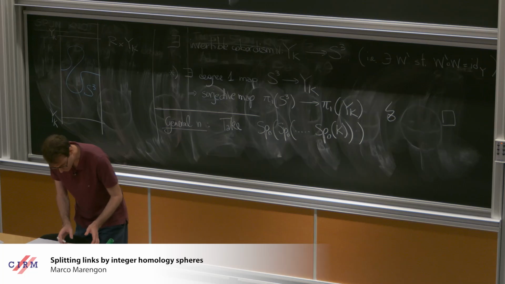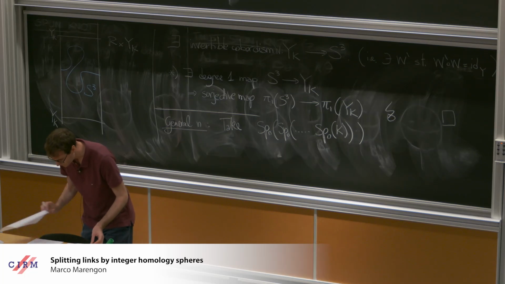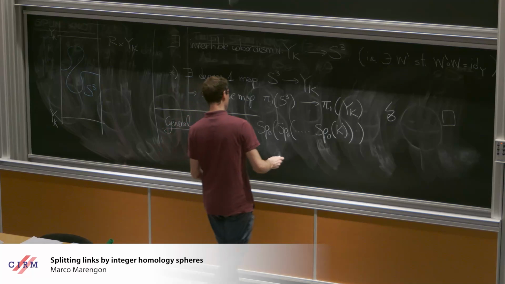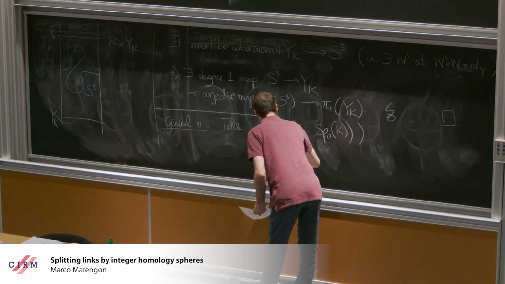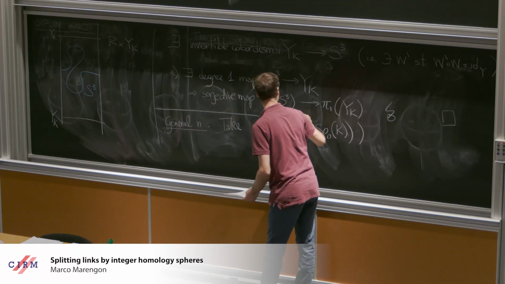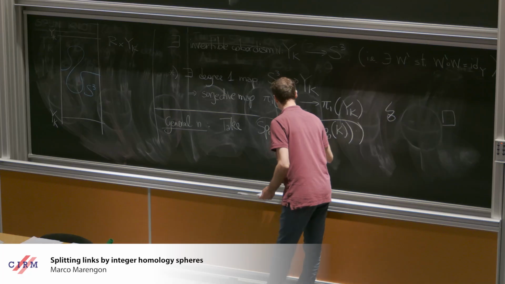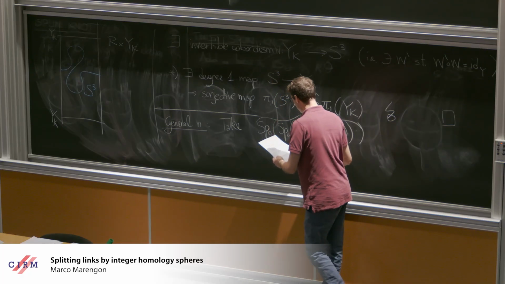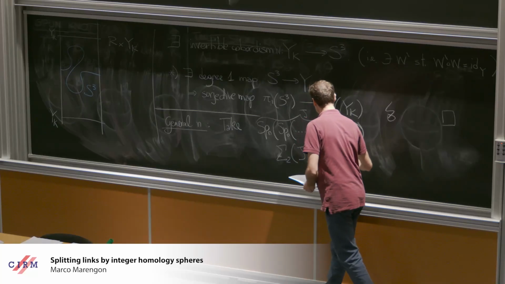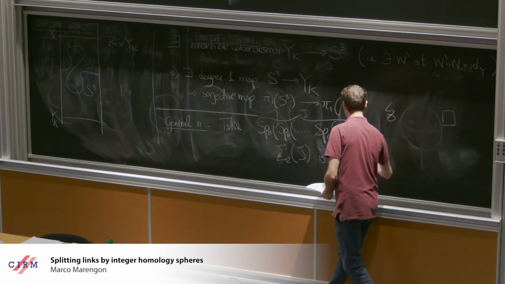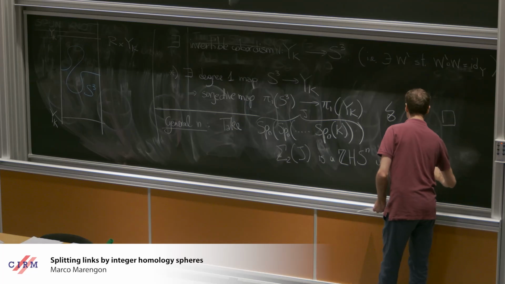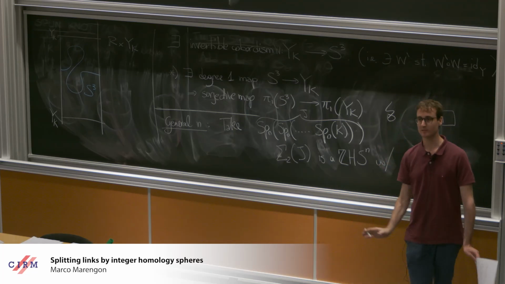Yes. So the double branched cover of this new knot, let's call it J, is an integer homology Sn with non-trivial pi1. So everything works the same as before.